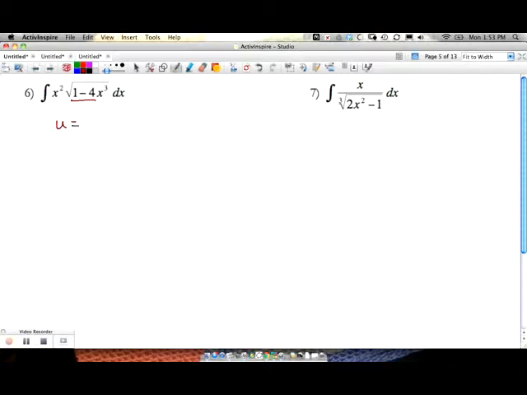So let's start out with what u equals, that inside layer. Notice that I know this is going to be my inside layer because it has 2 pieces. Even though the x squared might be a little bit challenging, that has 2 pieces, and that's what I'm really looking for. So u equals 1 minus 4x cubed, which means this is really the integral of x squared dx times u to the 1/2. So I have to get rid of this x squared and dx.